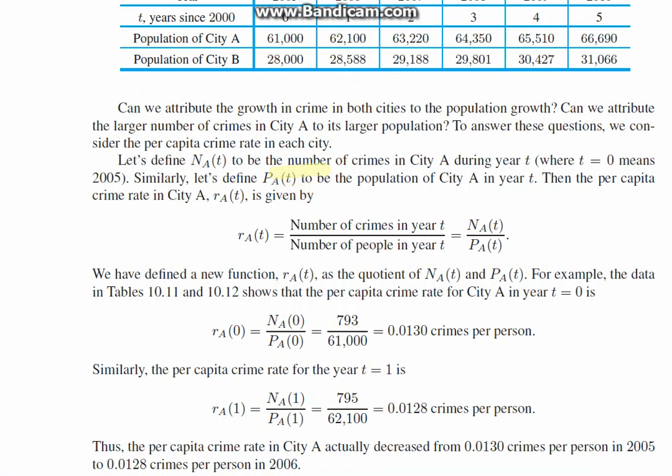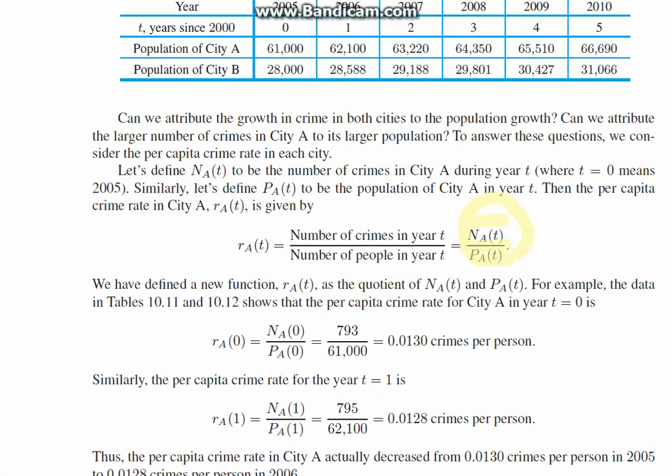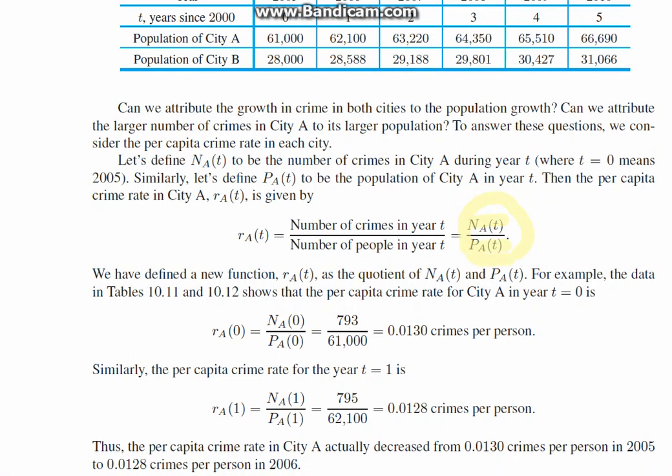So this is kind of an example they've given us here. If R_A(t) is the number of crimes in year t over number of people in year t, and if this is our equation and we put in certain values here, like 2005, 6, 7, like 1, 2, 3, 4, 5 since 2000, then we can basically find R_A(t). So what they did here was put in 2006, which is 1 year since 2005. So they put in 1 and they found the value, which is 0.0128 crimes per person. So if we just know the function we have and we know what value to put in t, it's really not that hard to find this value here, which was R_A, or how many crimes per person. So if you just keep that in mind, 10.3 isn't really going to be hard.